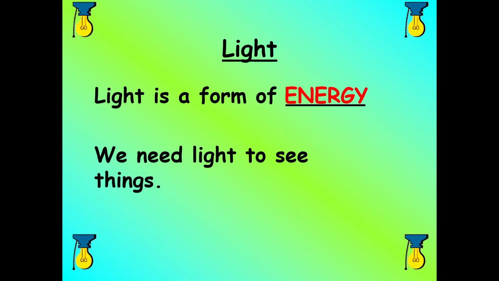So the first important thing to know is that light is a form of energy, and we need light to be able to actually see things. If you were to go in your room, turn the light off, shut the blinds and the curtains, you wouldn't be able to see anything because your eyes are only able to detect light. We don't have light beams coming out of our eyes, otherwise we wouldn't need bulbs in our rooms. So without light, we cannot see anything at all.